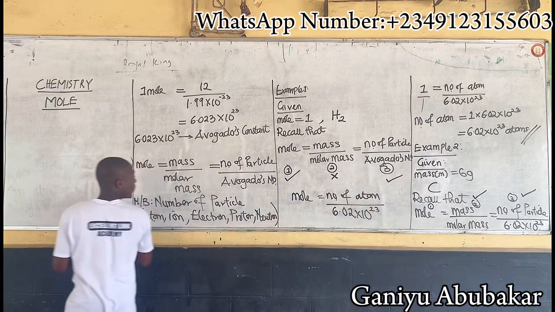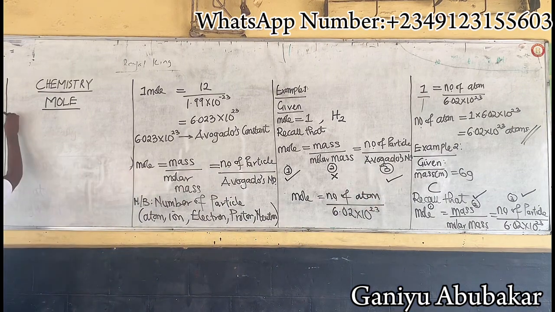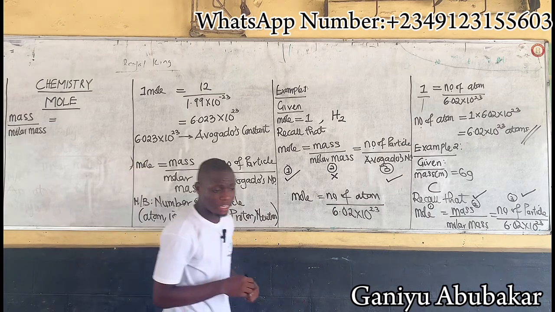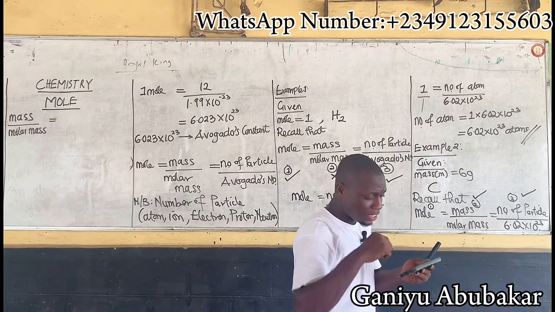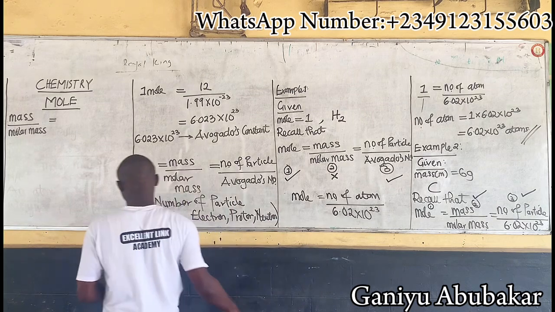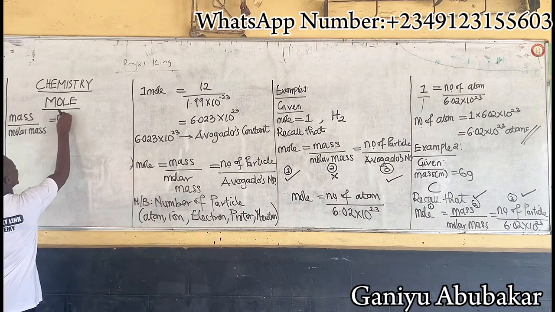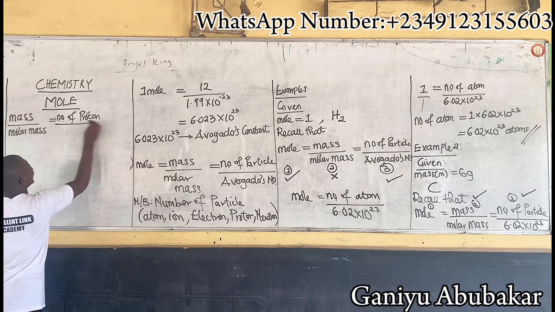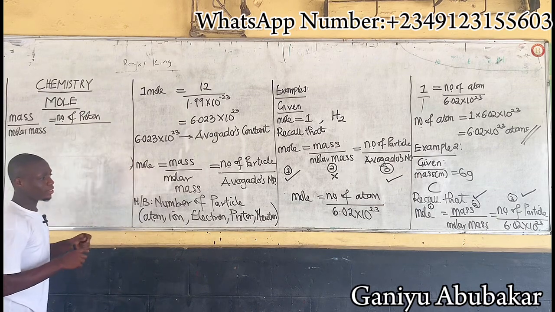From there, I'm using just 2 and 3. So I'll have mass all over molar mass, which is equal to number of particles, which is number of atoms in this case. Or perhaps, is it atoms or protons? In this case it was protons. How many protons? So that becomes number of protons all over Avogadro's constant.